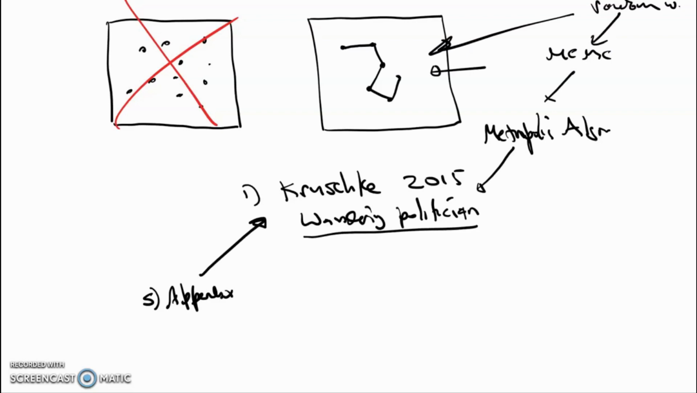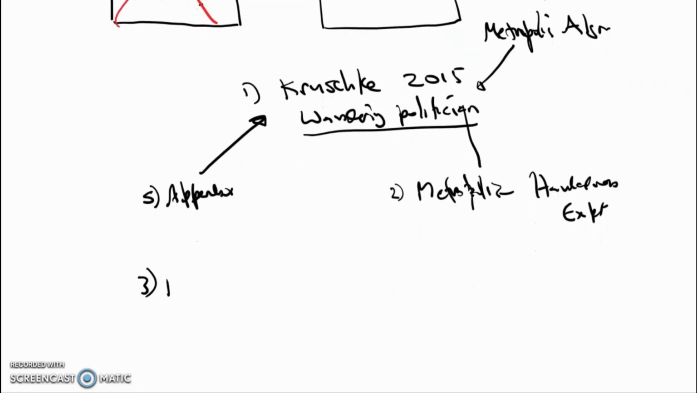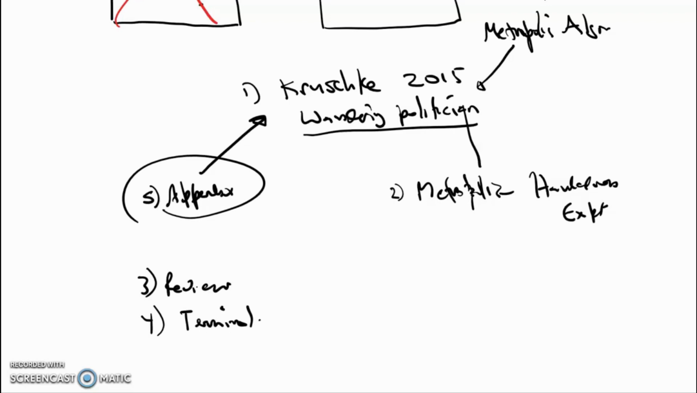And what's really important is in section 2, we'll apply the Metropolis algorithm to the Hannon experiment. Section 3 will be a bit of a review, and maybe go over a little bit of the math that's in the appendix. And then section 4, for which there won't be a video, will be some terminology.